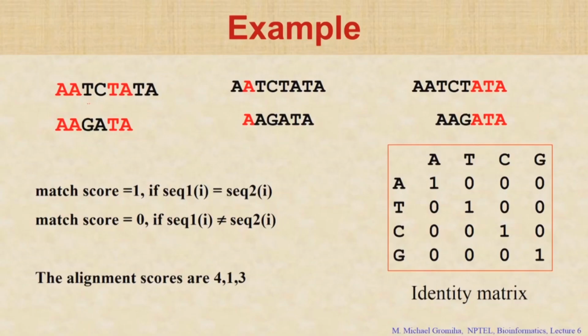Here I show the example. The same sequence I give: AAT, CTA, TA. This is the second one: AA, GA, TA, right. If I want to align these two sequences without introducing any gaps, how many ways can we align? 3 ways, because I do not want to introduce any gaps.